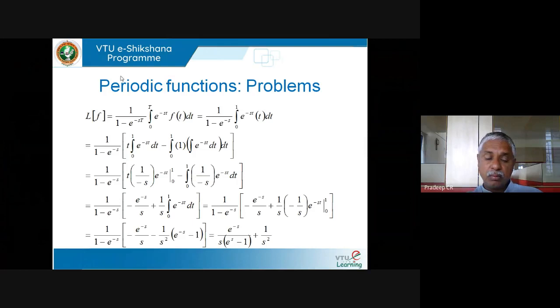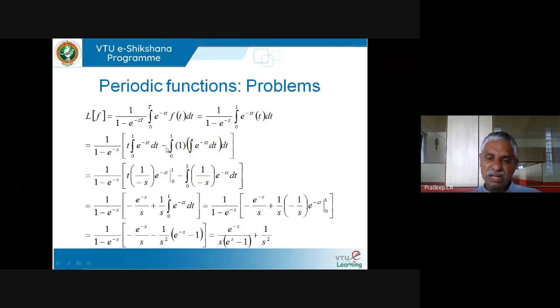So from here, what is f(t)? I just told you f(t) is a function which is periodic with period 1. So capital T is 1. I'll substitute that: 1 by 1 minus e power minus s, integral from 0 to 1 of e power minus st, f(t) is nothing but t. So now I want to integrate t. Basically I want to integrate e power minus st into t between 0 and 1.